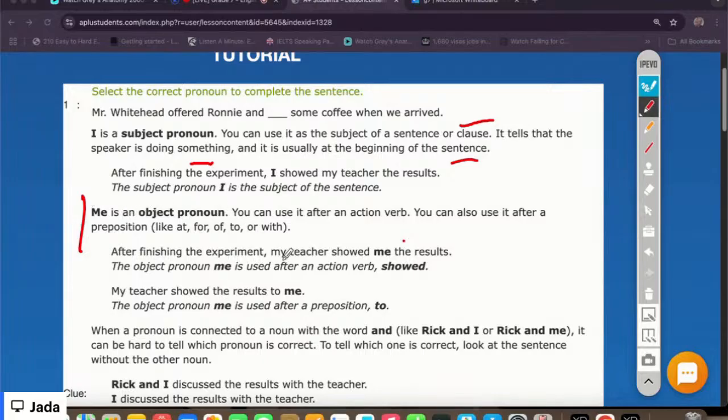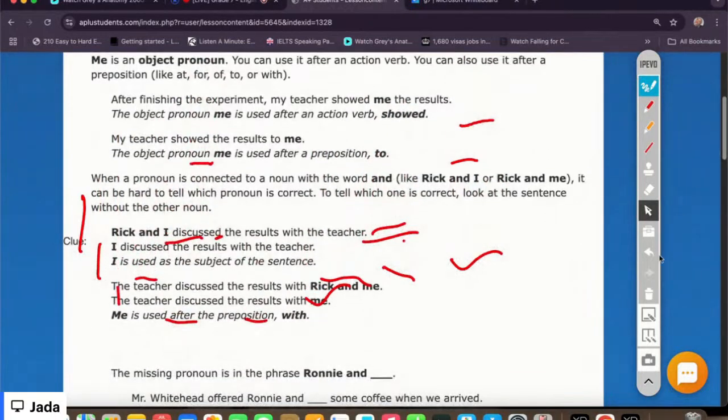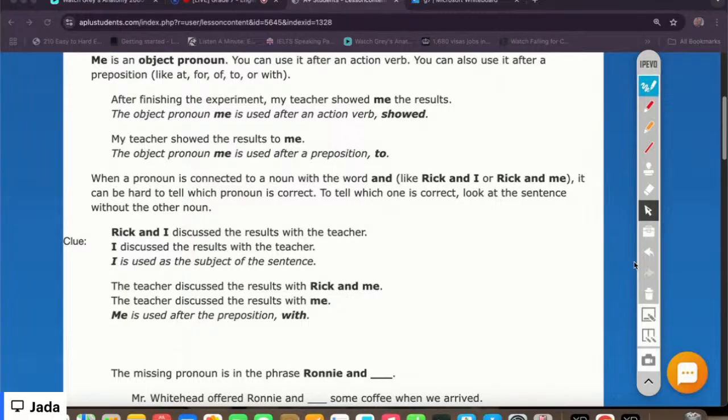Then me is an object pronoun. You can use it after an action verb. You can also use it after a preposition like at, for, of, to, or with. Now, after finishing the experiment, my teacher showed me the result. So the object pronoun me is used after an action verb. And then, my teacher showed the result to me. The object pronoun me is used after a preposition, to. Okay, so that's the difference between me and I.